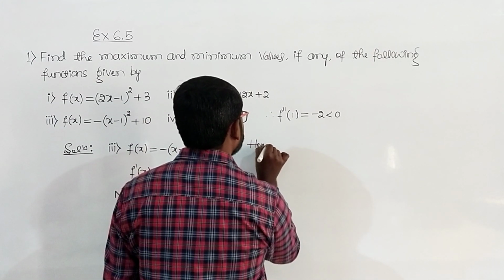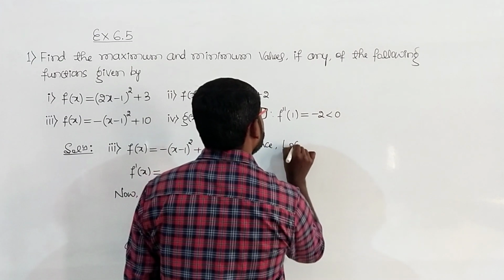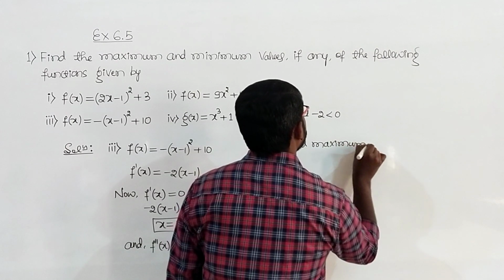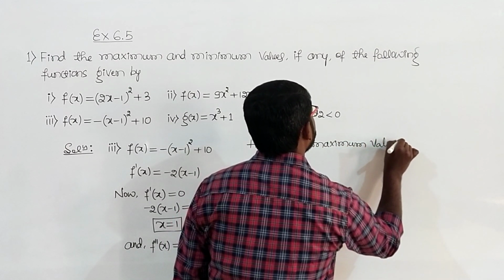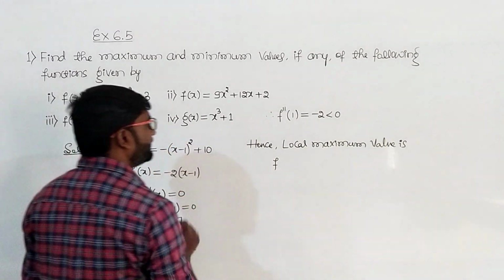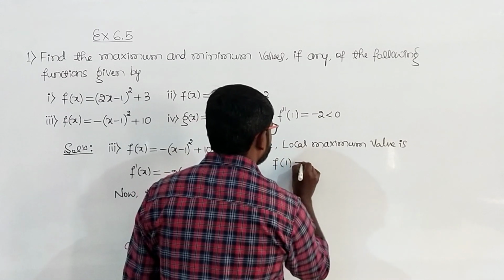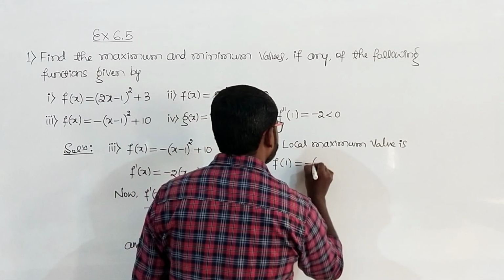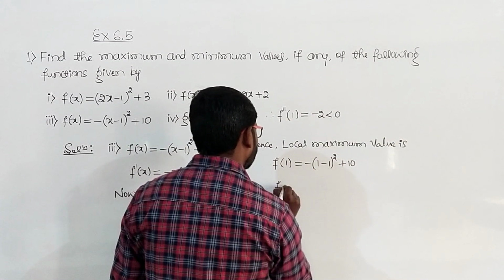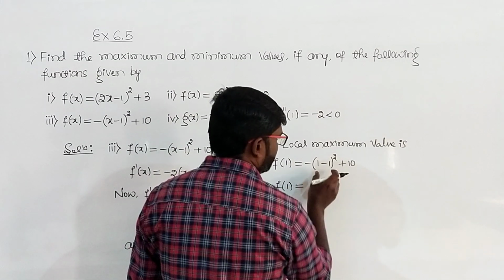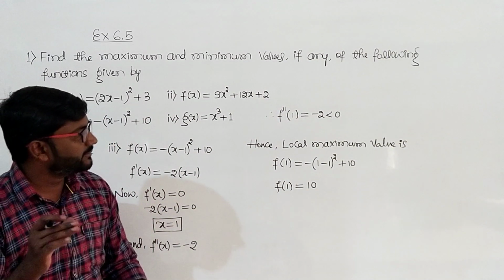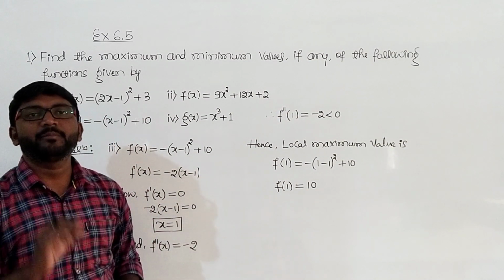Hence the local maximum value is f of 1. Substitute x equal to 1 in the given function, we get the maximum value f of 1 equals minus of 1 minus 1 the whole square plus 10. Then f of 1 equals, so this will be 0, and then we get 10. Therefore the maximum value is 10, and for this there is no minimum value.